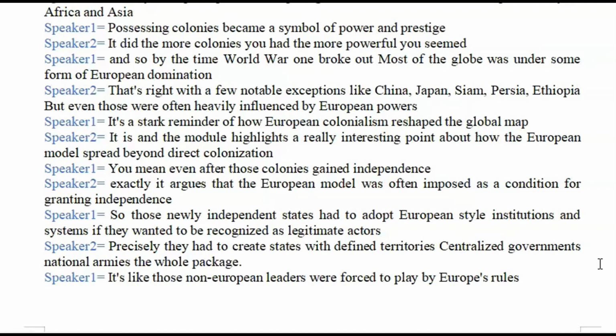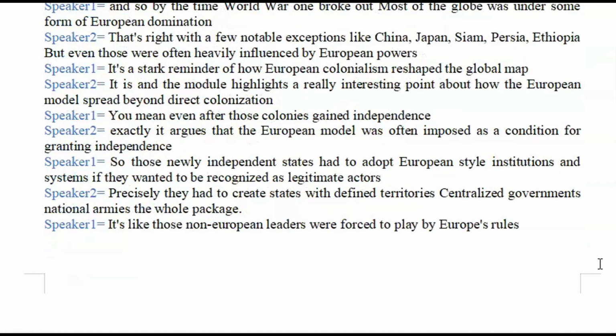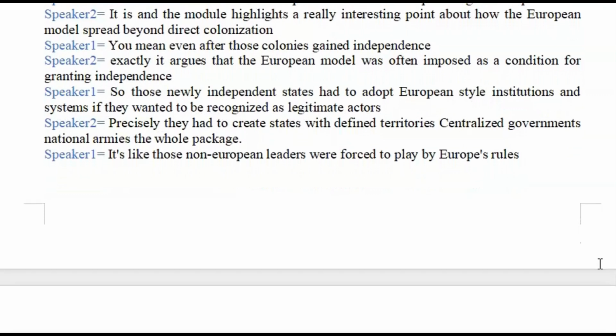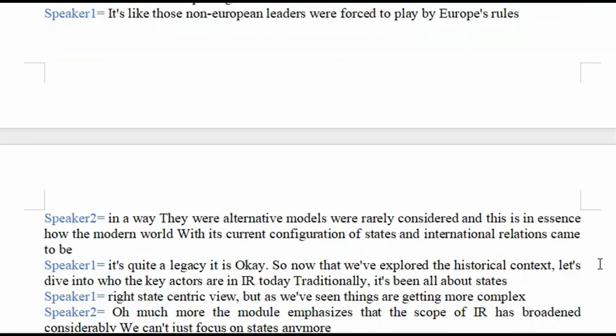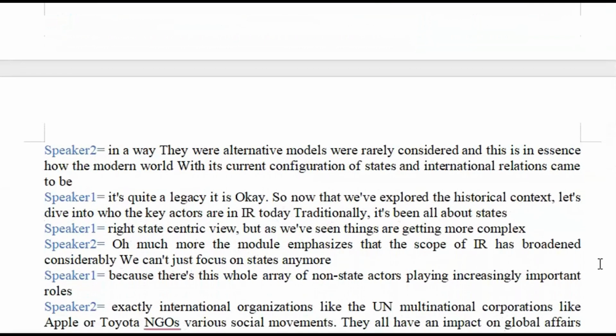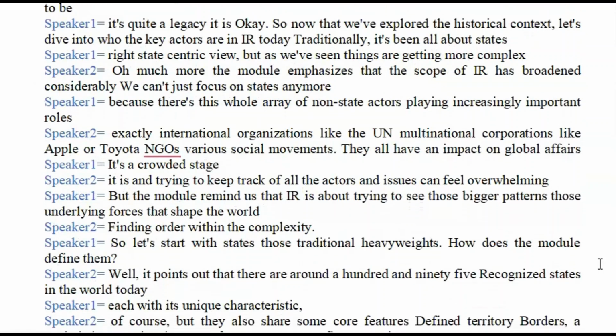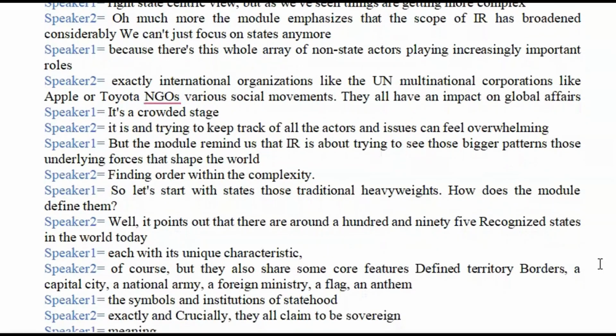It is. Okay, so now that we've explored the historical context, let's dive into who the key actors are in IR today. Traditionally, it's been all about states. Right, state-centric view. But as we've seen, things are getting more complex. Oh, much more. The module emphasizes that the scope of IR has broadened considerably. We can't just focus on states anymore. Because there's this whole array of non-state actors playing increasingly important roles. Exactly. International organizations like the UN, multinational corporations like Apple or Toyota, NGOs, various social movements, they all have an impact on global affairs. It's a crowded stage.